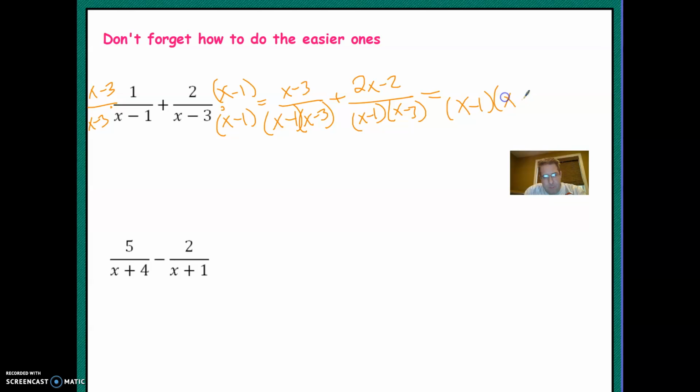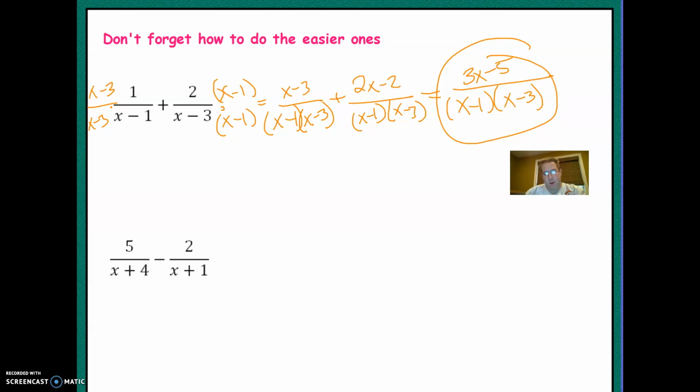The factors on both bottoms were x minus 1 times x minus 3. And on the top, 2x plus another x makes 3x, and then negative 2 plus negative 3 makes negative 5. And that can't be factored anymore, so there's no way I'm going to be able to reduce this. So that's going to actually be my answer right there.